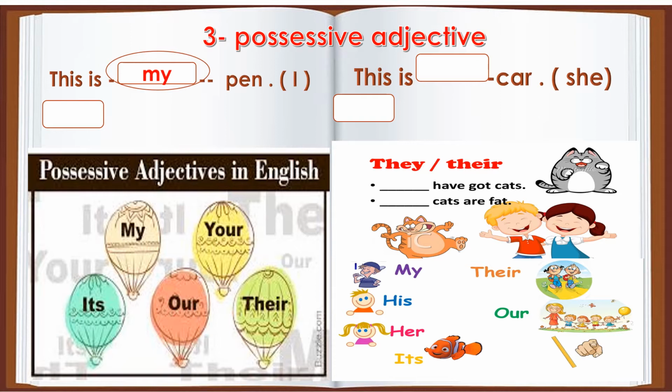When we say this is car, you are going to change she into possessive adjectives. Do we say this is she car? Wrong. This is her car. Yes.